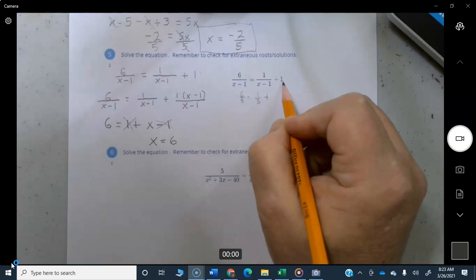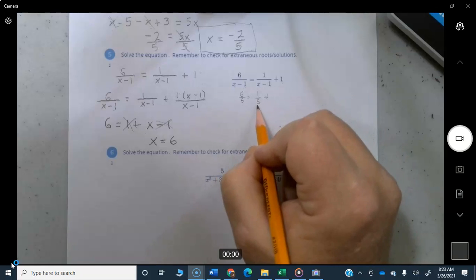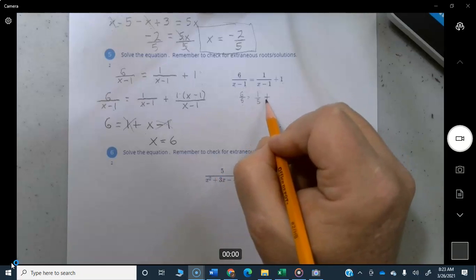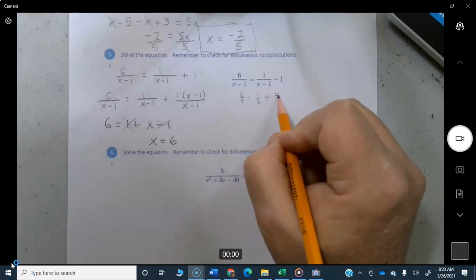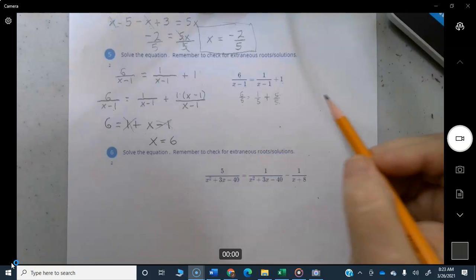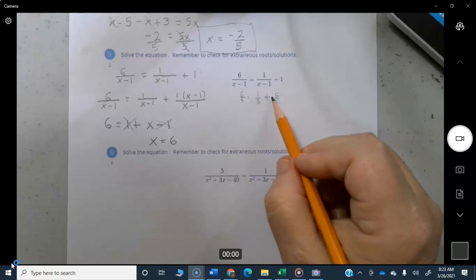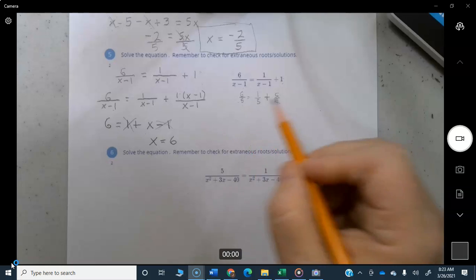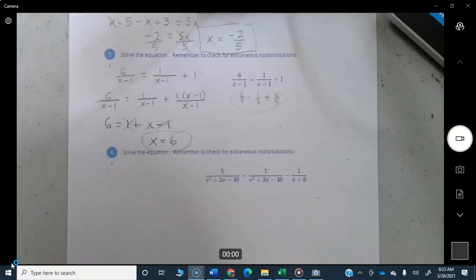plus 1. Well, what is 1 in terms of a denominator of 5? How could I express 1 as a fraction? With a 5 as the denominator, it would simply be 5 over 5. Okay, are you okay with that? 5 over 5 is equal to 1. So I just called 1 5 over 5. That's legal. So 1/5 plus 5/5 equals 6/5. So this is true, so that verifies that that is the correct answer. Okay? All right, let's keep going.